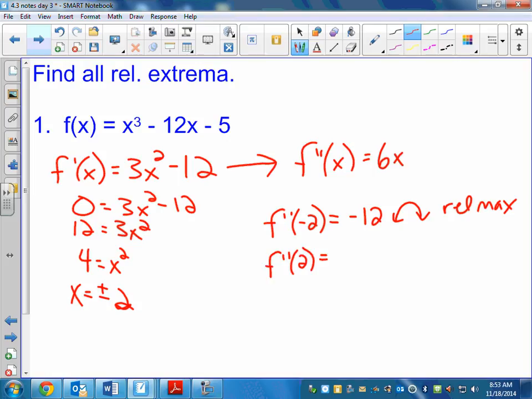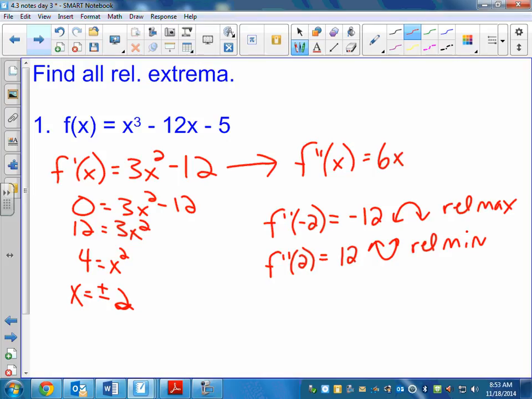And if I plug 2 in there, I get 6 times 2, which is 12, or you could just say positive there if you want. Positive number means concave up, which means I can say that is a relative min. Does the idea of the second derivative test make sense?